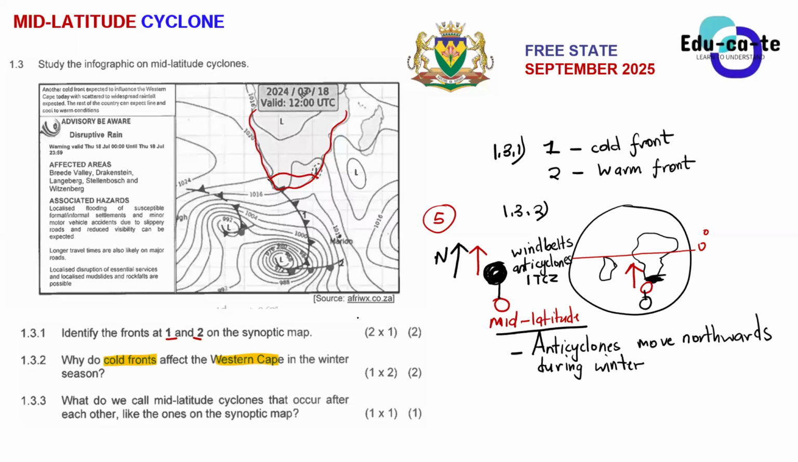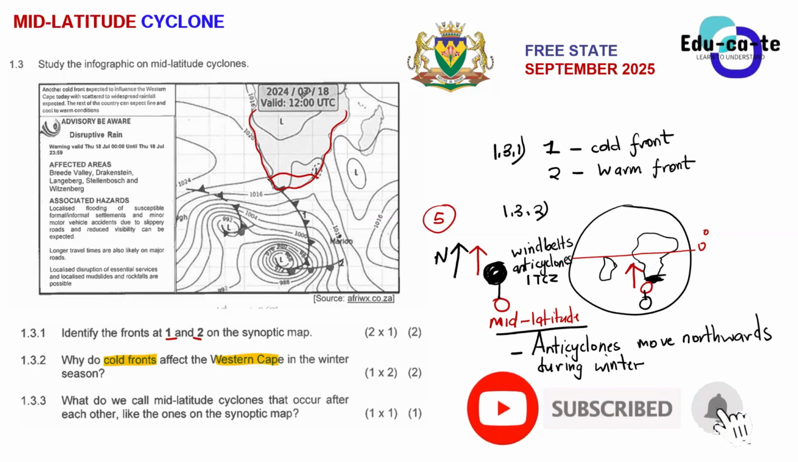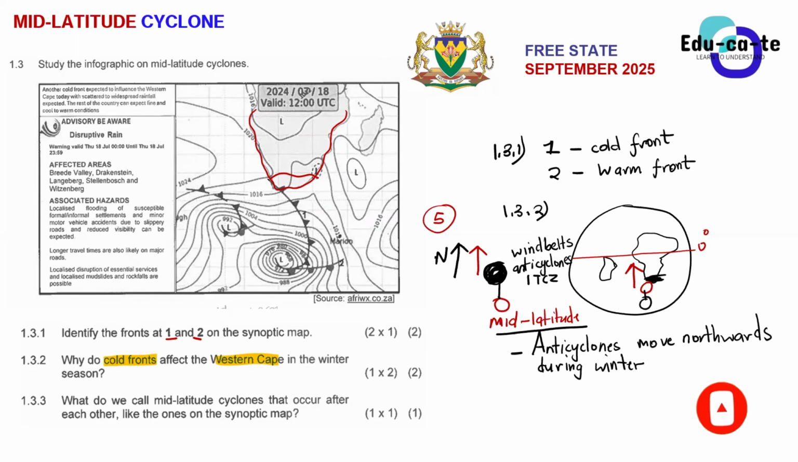Sam, you can talk. Okay, sir. So, sir, those anticyclones that are from the North Pole, why do the anticyclones move northwards?